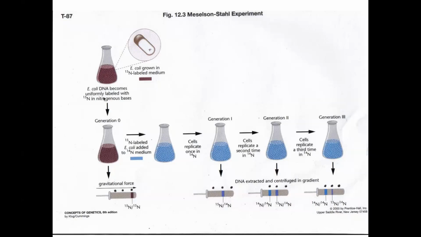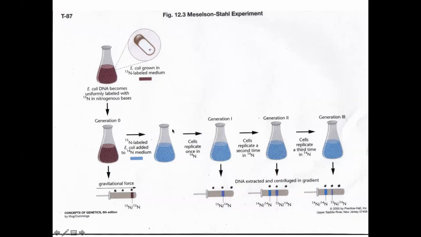So after an overnight culture, you harvest these cells, you extract the DNA, you analyze in a density gradient, and all of the DNA is going to be fully labeled with the N15 isotope. So you get a band of DNA at the bottom of the gradient. Okay, that's their time zero. That's their starting point. So then they actually performed the experiment.